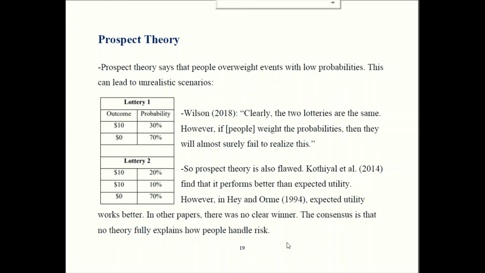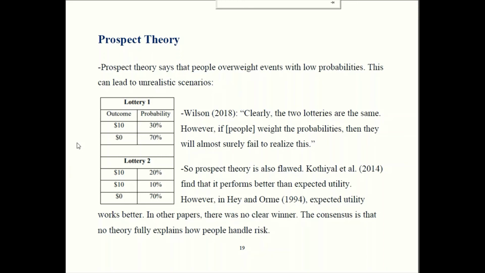Now, I do take issue with the probability weighting. Evidence is mixed, but I would argue that probability weighting is quite unrealistic. So if people start overweighting events that are unlikely, it has some very strange implications. So I'm not the first to observe this, but I will use the example in my paper because it makes the idea very clear. So in Wilson 2018, I showed two hypothetical gambles.